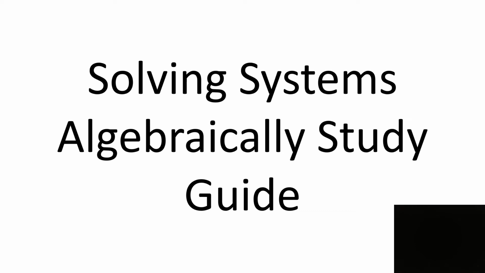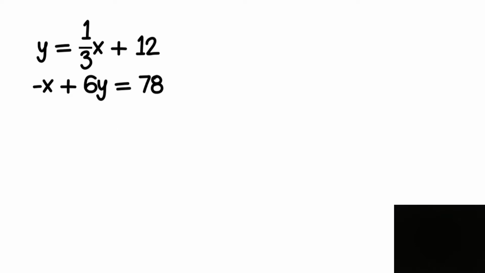This video is over solving systems algebraically study guide. For the first problem, we have the two equations y equals 1/3 x plus 12 and negative x plus 6y equals 78. We're going to look at our answer choices that we can plug in.